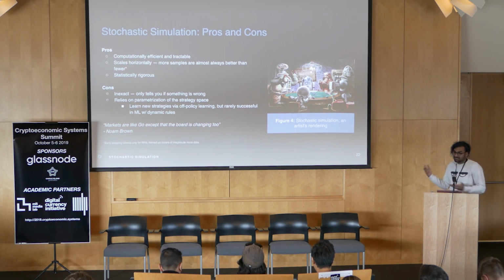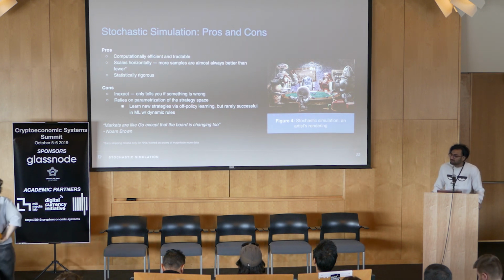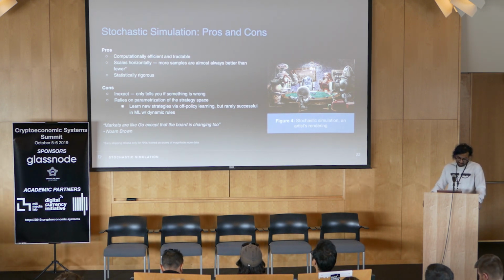The cons: it's not exact, it only tells you something's wrong, and it relies on your parameterization of the search space. You could do the fully machine learning route, but I will say in trading, if you don't simulate against the real infrastructure and you have a too high capacity model, you will lose money. And at the end, my friend Noam, who worked at Facebook on poker and made the bot that first beat humans at poker, has this good quote: markets are really like Go, except the board is changing at every step.